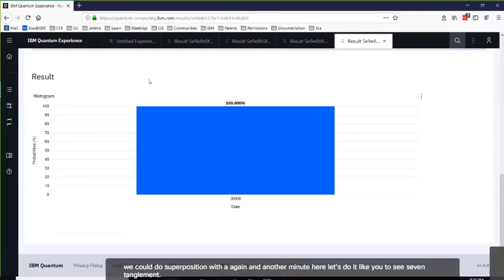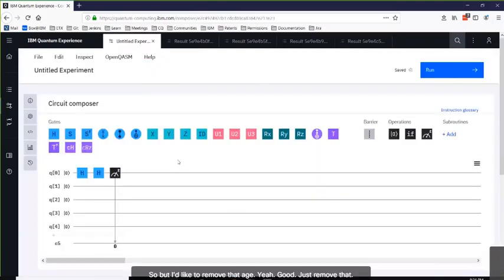We've seen how we can undo superposition by just applying the H gate again. And in another minute, let's do entanglement. I would like you to see some entanglement. So what I'd like you to do is remove that H. Yep, good. Just remove that.